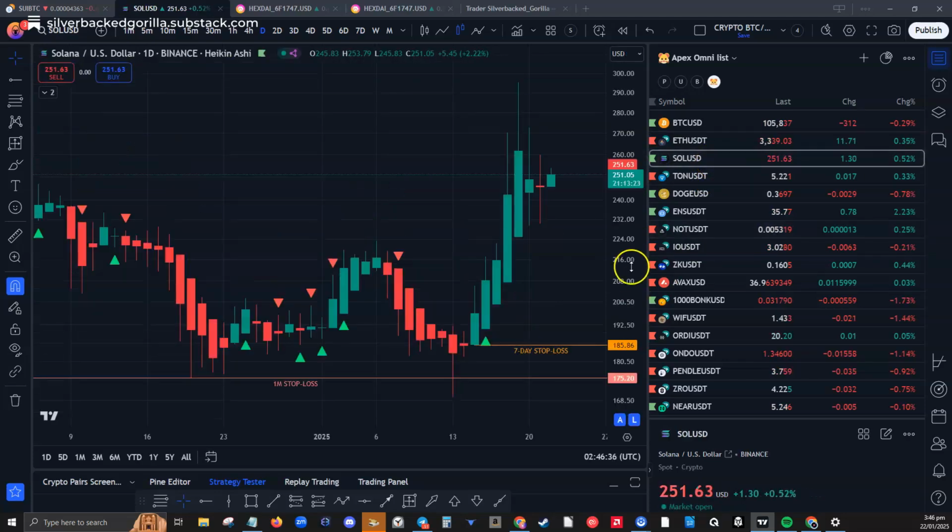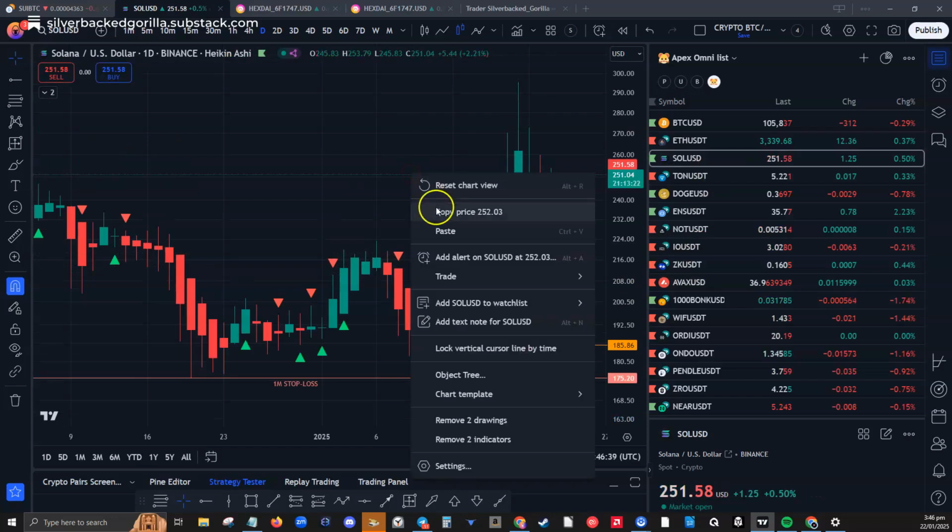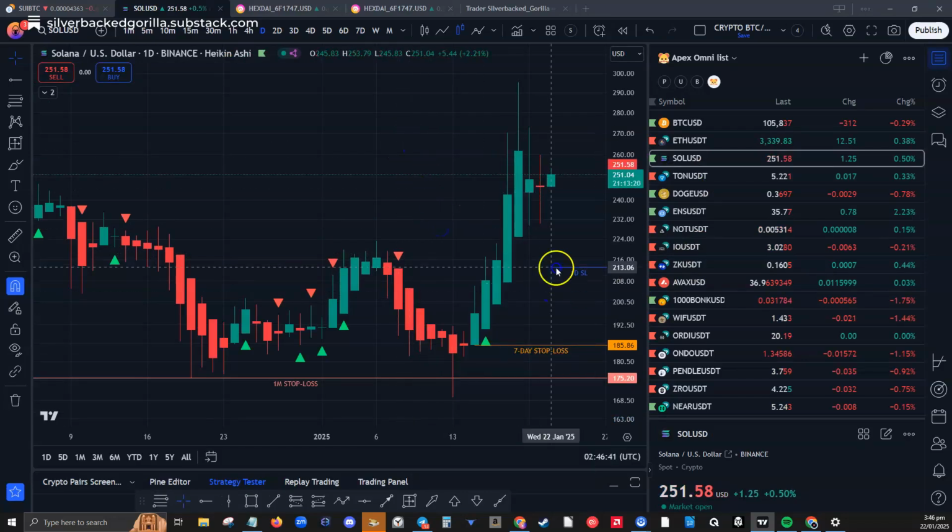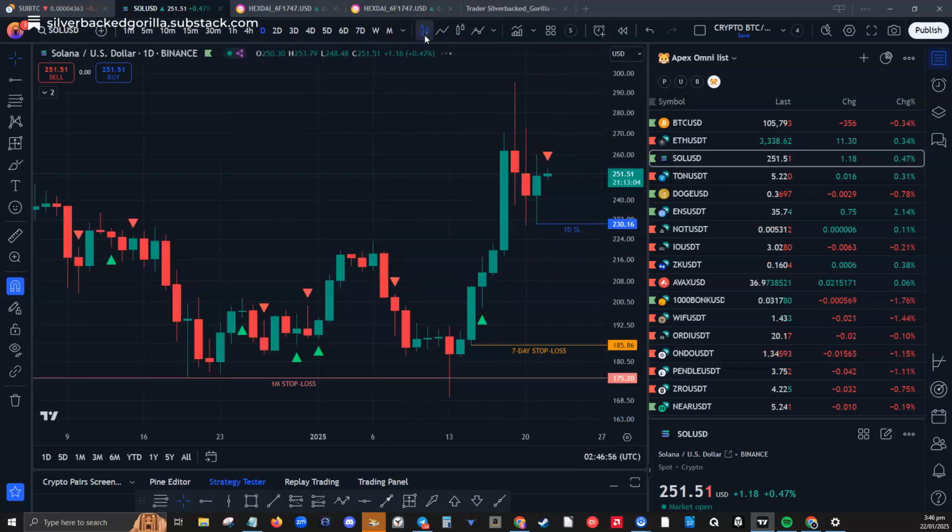So Solana, we do have a red candle here on Heikin-Ashi, which is a no. So we've got a conflict. Weekly green, daily not green. But we do have two greens and a conflict here. Let's have a look here.